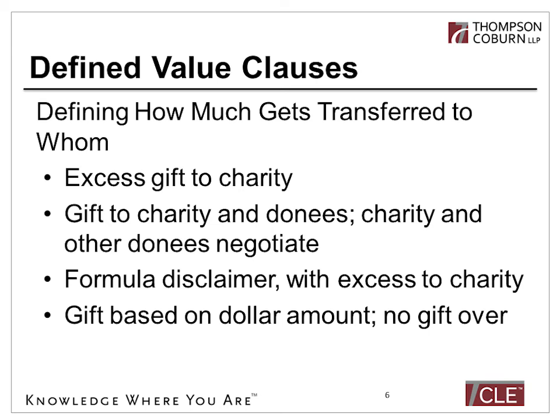So a defined value clause, there's a couple ways to do them. And the way that has had a lot more cases lately has been defining how much gets transferred to whom. So you might say, I'm transferring all of my stock in ABC Company. The first $9 million is being sold to the Irrevocable Grantor Trust. Any balance above and beyond that is being transferred to charity.